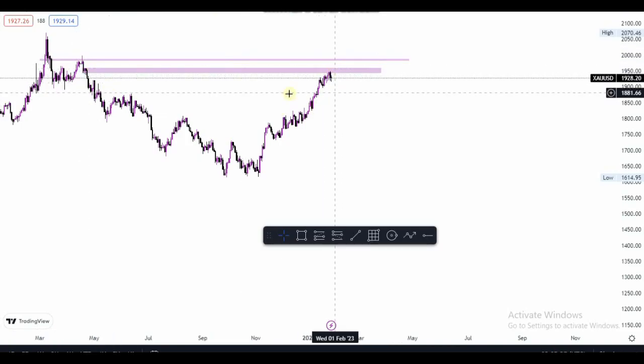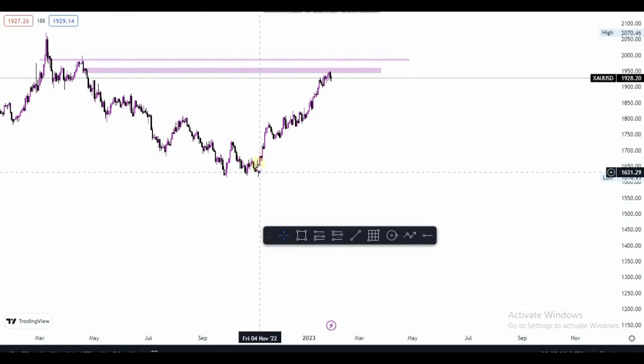So what I'm expecting is that, as you can see, every time the market buys, we have a correction.